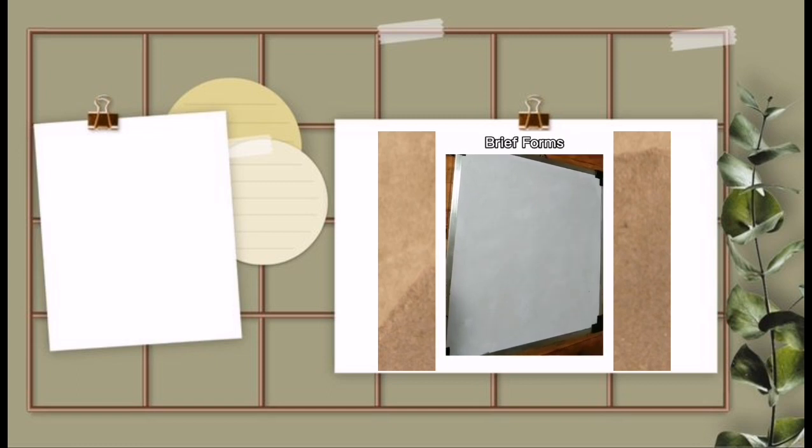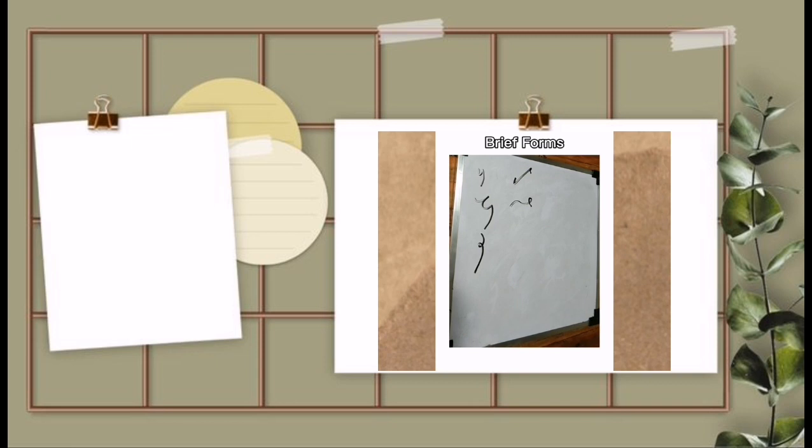We have our 6 brief forms. Let's start with office. Next is representative. Next is several. Next is orders. Next is correspondence. Next is direct.